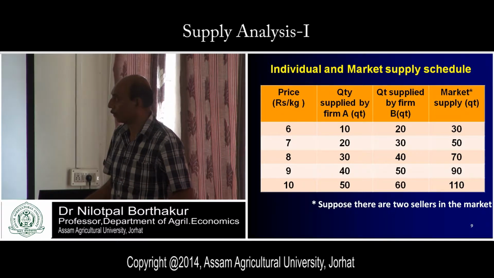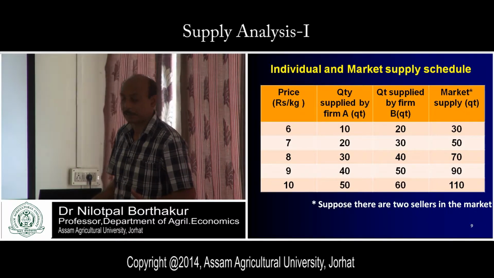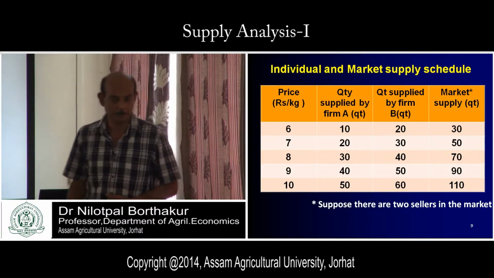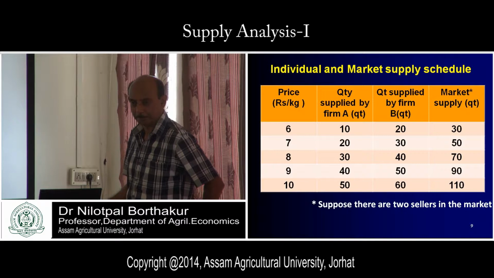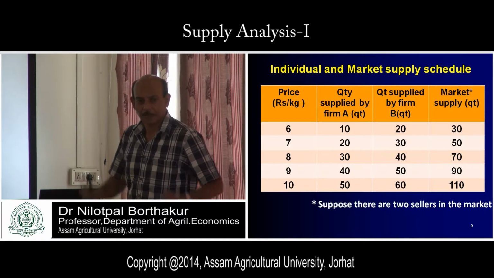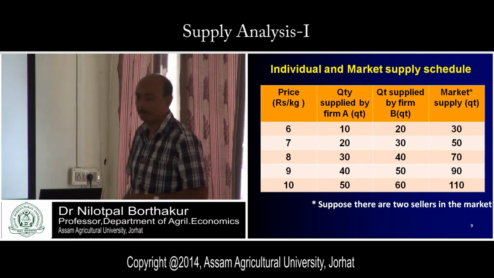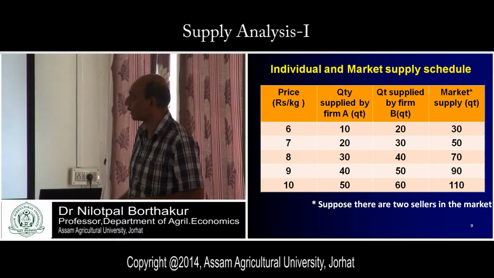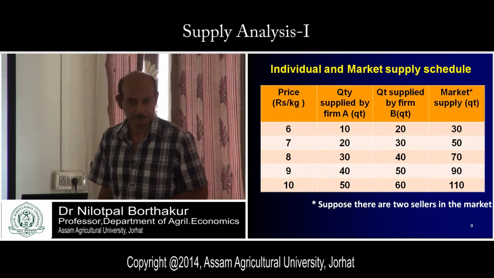If price goes to 8 rupees per kilo, he makes 30 quintal available in the market. And when price goes to 10 rupees per kg, he makes 50 quintal available in the market. So there is a direct relationship between price and the quantity supplied. When price goes up, quantity supplied gradually increases. Now let us assume that in a particular market there are only two sellers, farm A and farm B. Farm B also behaves in a similar manner. When price increases, quantity offered for sale increases from 20 quintal to 60 quintal.